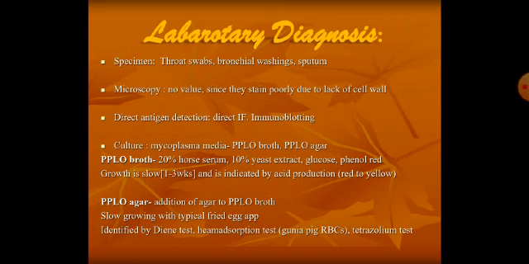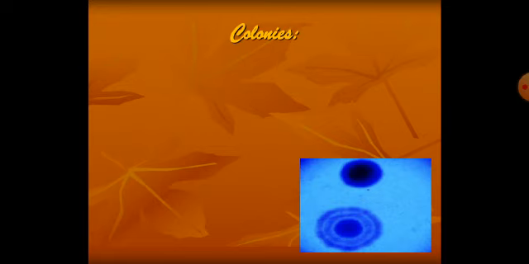We also do a hemadsorption test, wherein guinea pig RBCs are added, and if the Mycoplasma organism is present, it adsorbs the RBCs onto its surface. And we can also do a tetrazolium test and look for the color change. If all these tests come positive, then we are definitely dealing with a Mycoplasma pneumoniae organism.